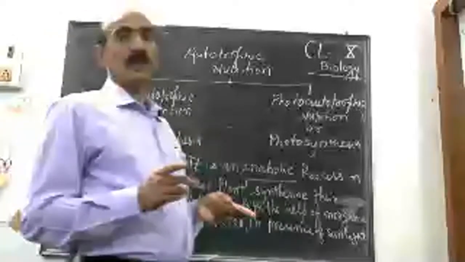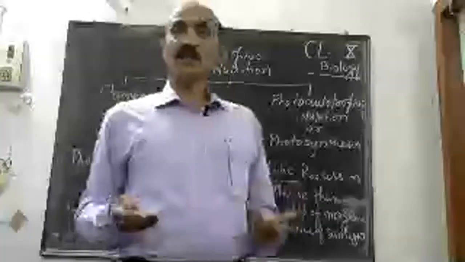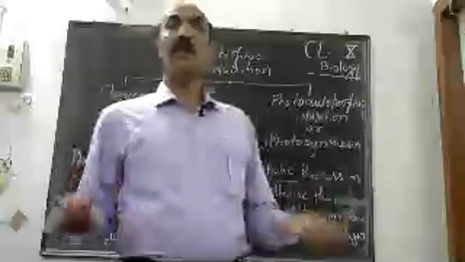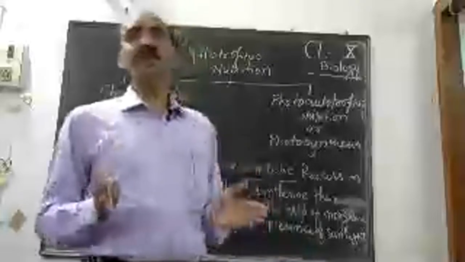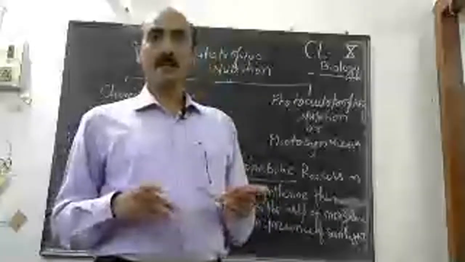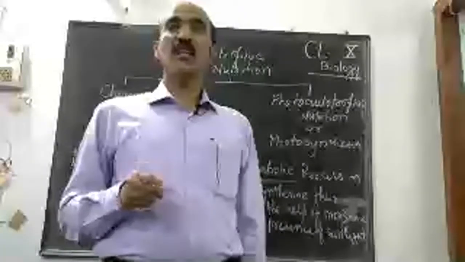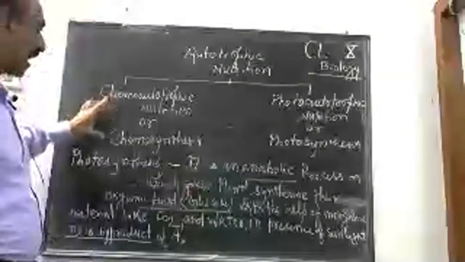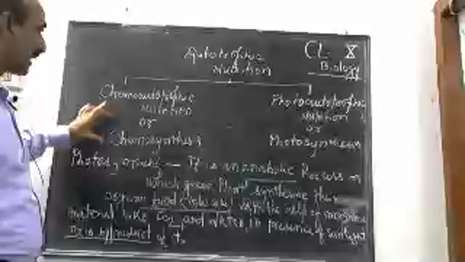Bacteria, iron bacteria, can synthesize their food with the help of inorganic energy from light. That is called photon. Actually, this in the biosphere is synthesized with the help of photon, and the process is called chemosynthesis.